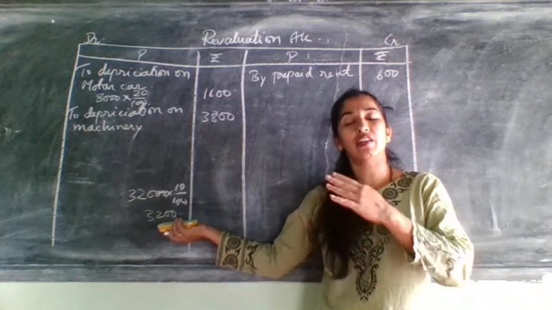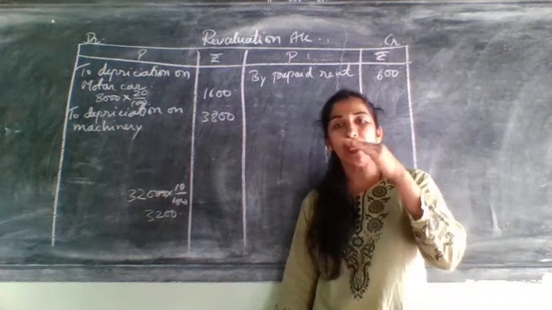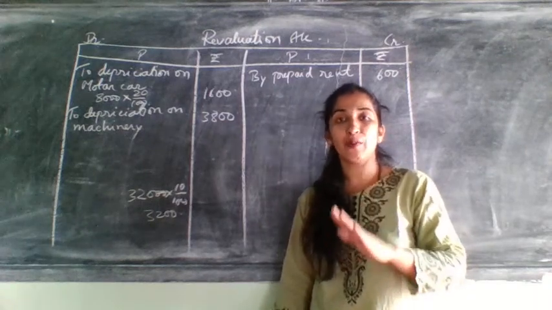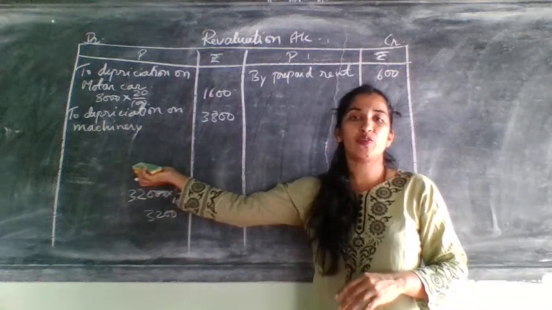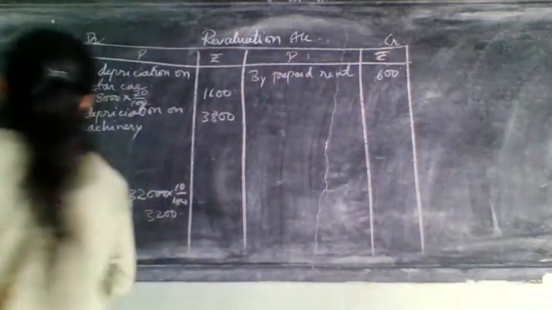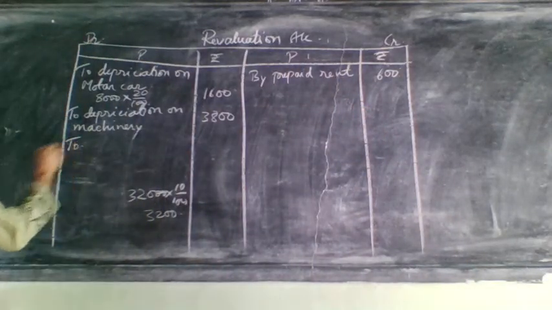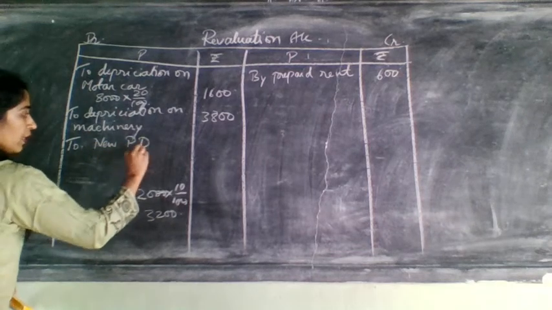They are telling till 3,200. That means PDD amount was increased. When PDD amount is increased, it is considered as which one? Expenses, and need to consider on the debit side of which one? Revaluation account. So write here the new PDD.